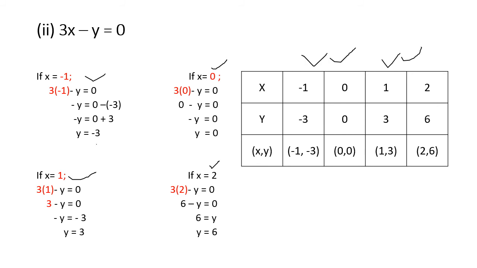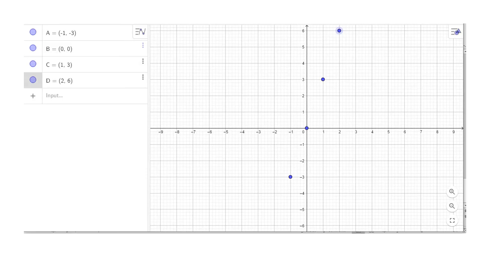And then we write down the values of y, and then we write them as coordinates. Hence, after doing this, we plot a graph. So these are the 4 points that we get. See, the first point was -1 comma -3. So -1 on the x-axis and -3 on the y-axis.